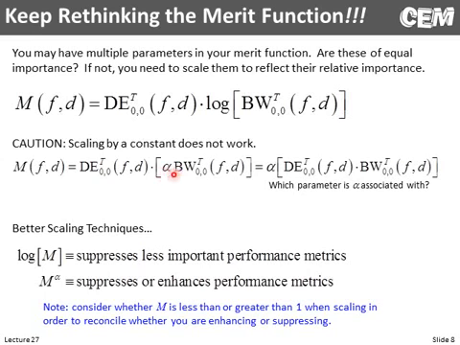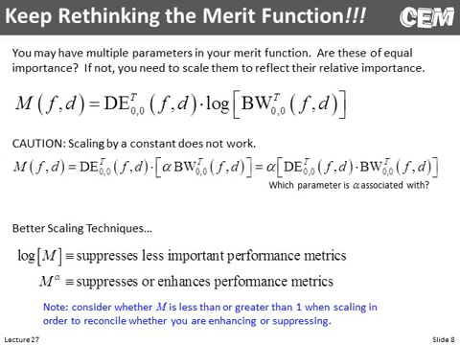Maybe this is a factor of 10. Well, this alpha can be factored to outside of our merit function. So what we see is we have our original diffraction efficiency times bandwidth, our original merit function, just scaled by this constant. And this constant really could be associated with either one of the two, and it doesn't matter. It doesn't change things. So multiplying by a scalar constant isn't good enough. So what are some better scaling techniques? I like to take natural logs sometimes to suppress the importance of certain metrics. Sometimes I'll raise them to some kind of exponent if I want to enhance them.